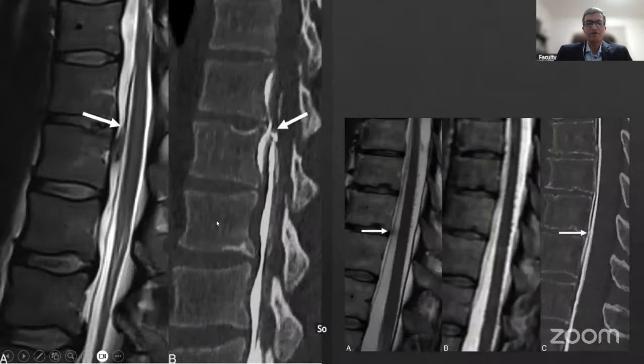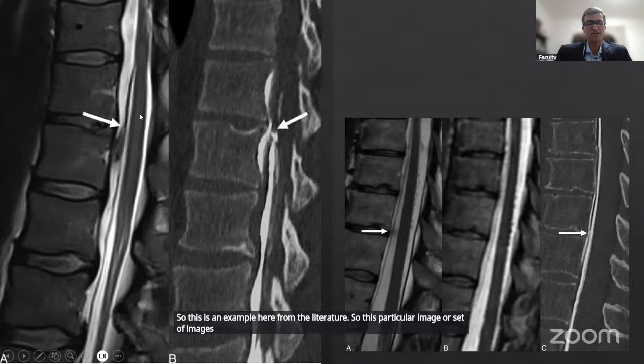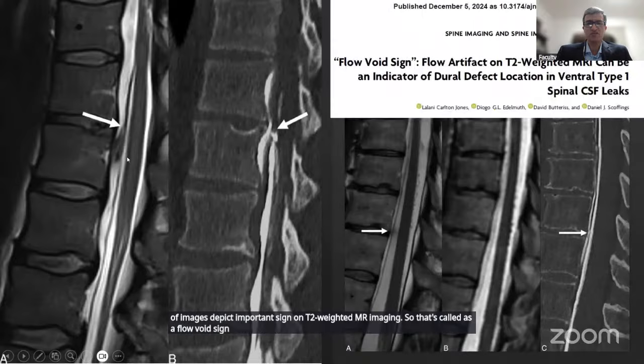So this is an example here from the literature. This particular set of images depicts an important sign on T2 weighted MR imaging. That's called the flow void sign. Okay, so this is a more recently described imaging finding.